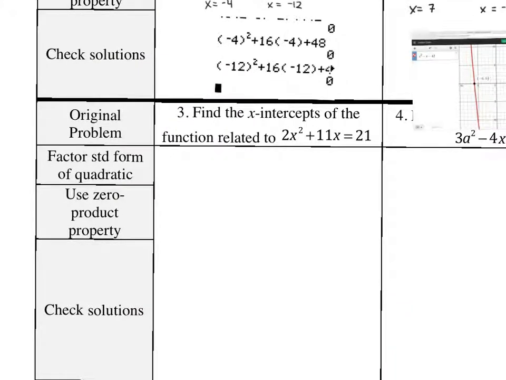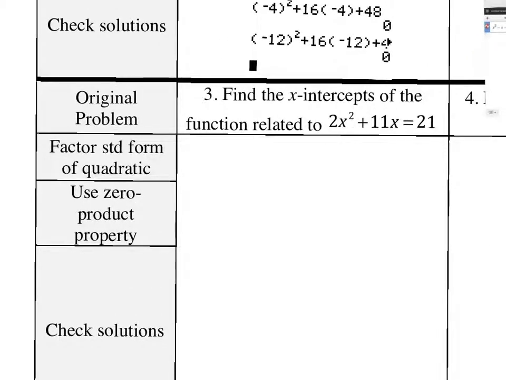We're going to continue this, only this looks slightly more advanced than the other one. So we're going to factor the standard form, same thing. This is not in standard form yet, so my first step is to put it into standard form. Then I'm going to factor it using snowflake, break it up using zero product property and solve individually. So my first step is to put it in standard form: 2x squared plus 11x minus 21 equals 0.